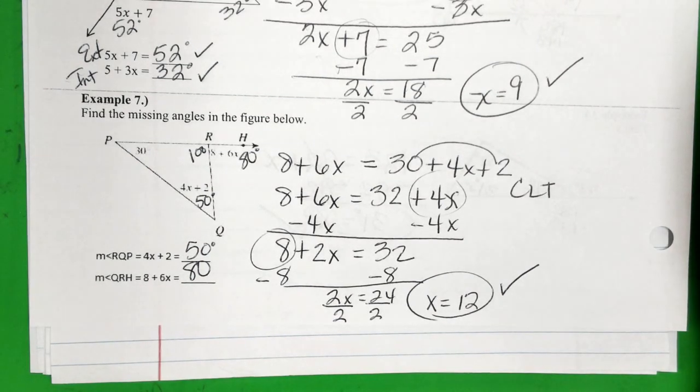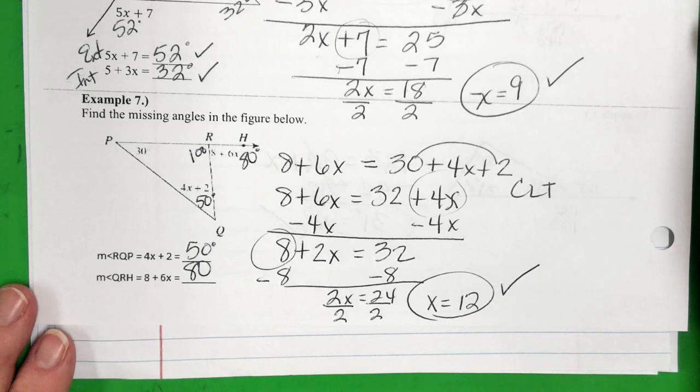Now you have two worksheets, 1 through 8, working on exterior angles of a triangle. And they started in class, and some people chose to work on their projects. But those two worksheets are due tomorrow.